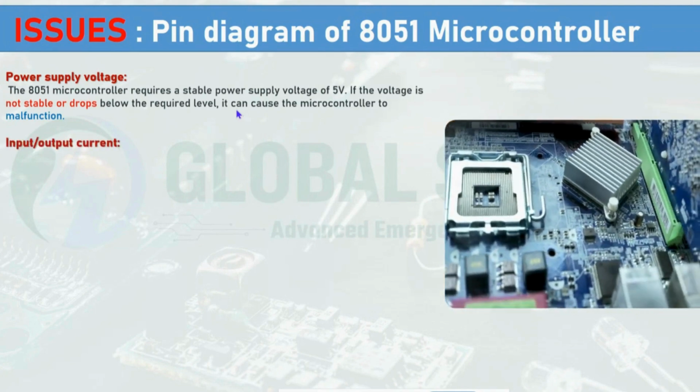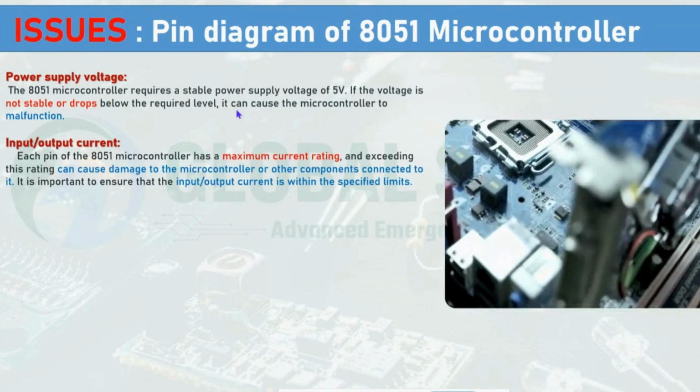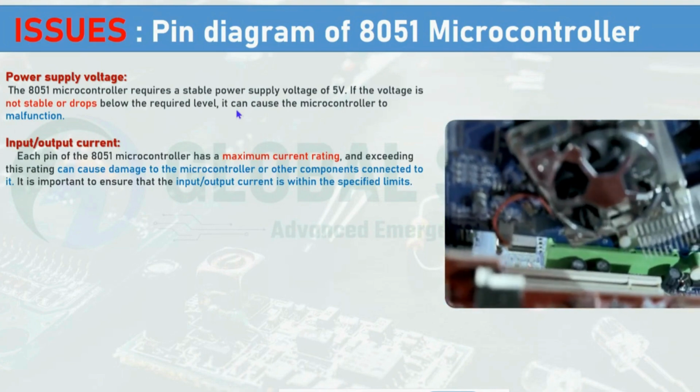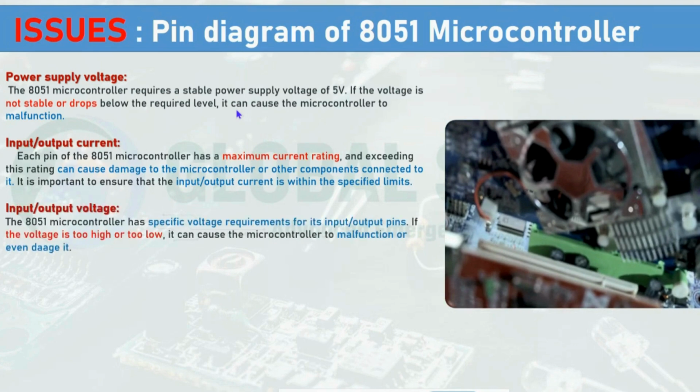Next is the input output current. Whatever current you supply to the device should be within the operating range. If it is exceeded, there will be a chance of damaging the microcontroller. The input output voltage is similar. If the voltage is too low, whatever code is present in the microcontroller cannot be operated. If it is too high, some of the inputs and outputs cannot work. So we should maintain the normal voltage and normal current to work on a specific application.